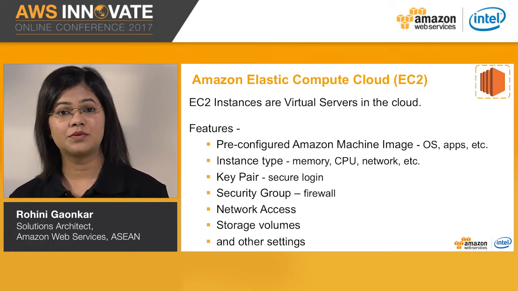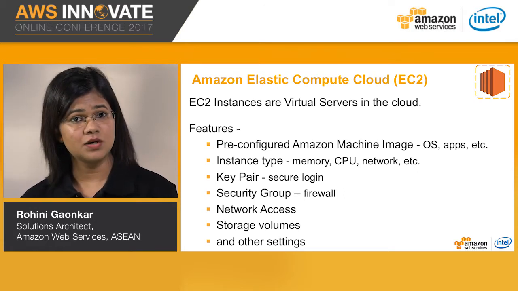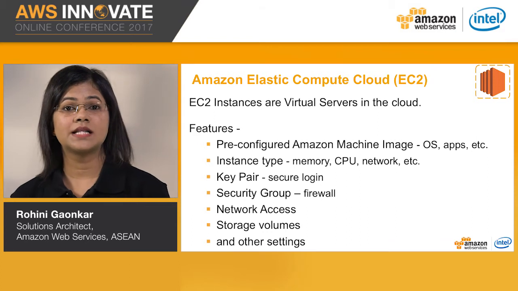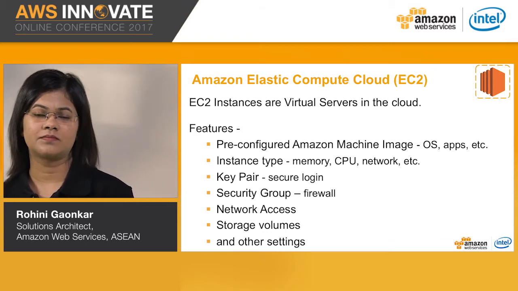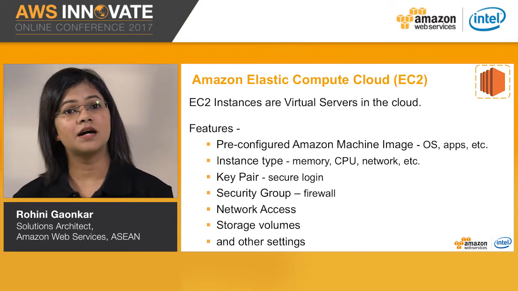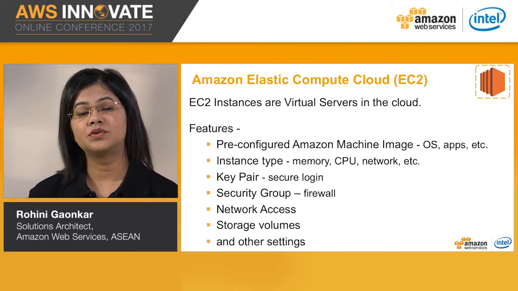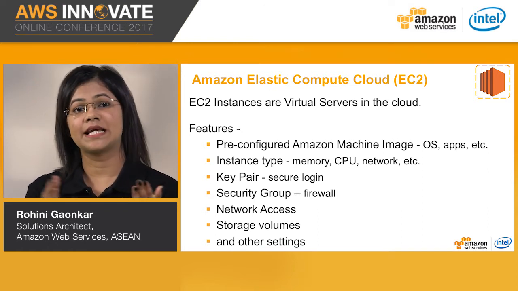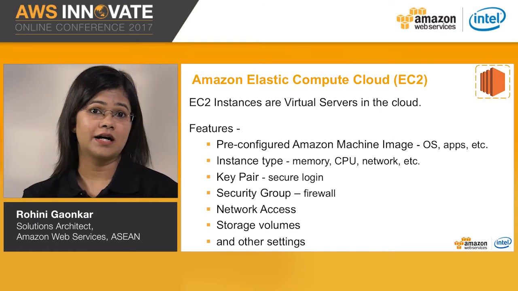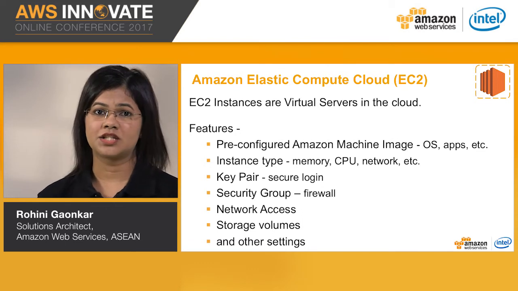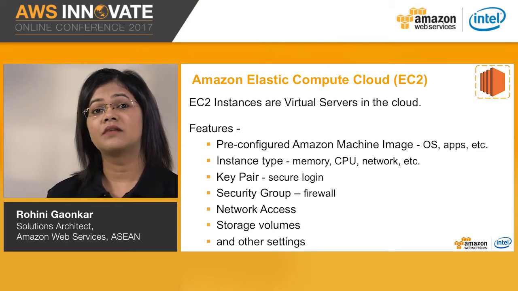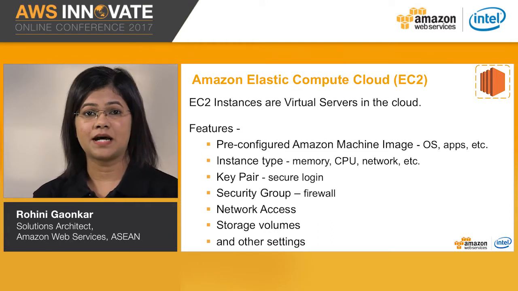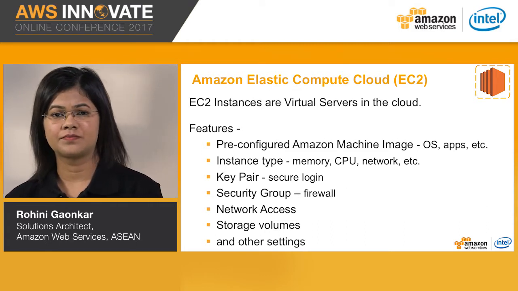Amazon Elastic Compute Cloud, or Amazon EC2, is a web service that provides secure, resizable compute capacity in the cloud. It reduces the time required to obtain and boot a new server to minutes, allowing you to quickly scale capacity both up and down as your computing requirements change. It changes the economics of computing by allowing you to pay only for the capacity that you actually use.